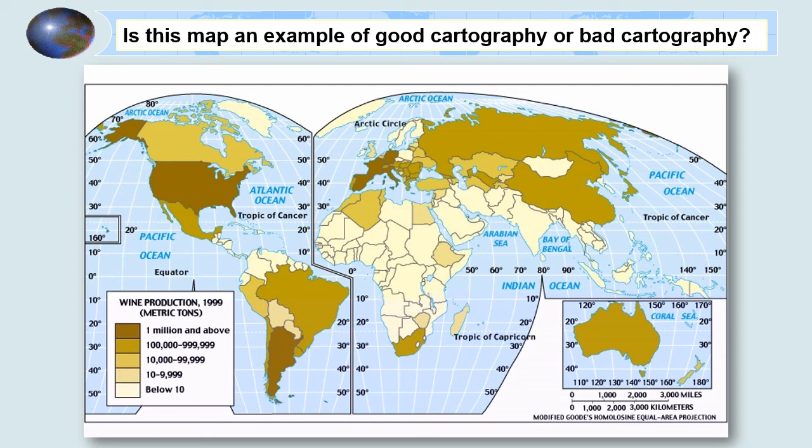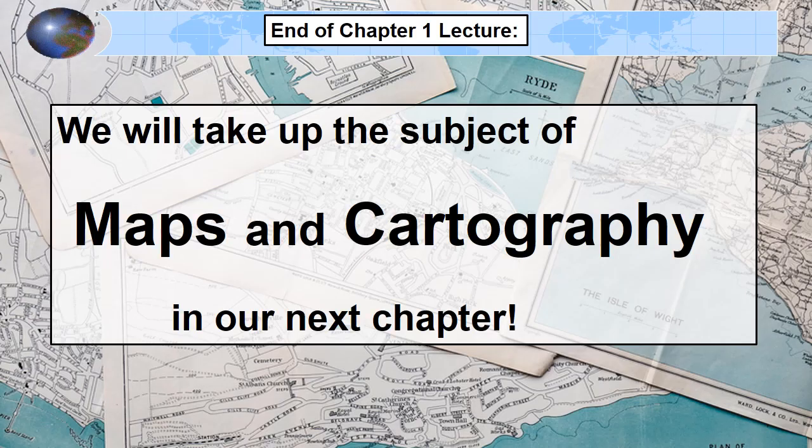There you're not only thinking like a geographer, but you're also thinking like a cartographer as well, which is the subject that we are going to take up next, which is Chapter 2, all about maps and cartography and some of the geographic techniques. All right, that's it for Chapter 1.